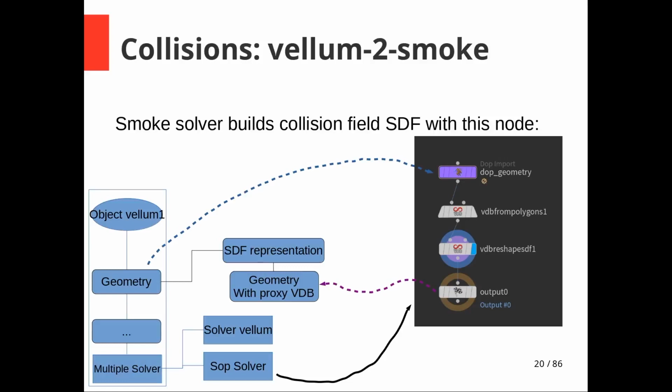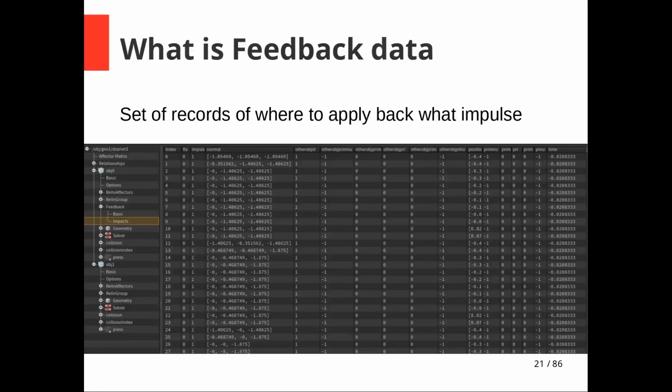This way, when build collision mask node asks vellum for collision information, it will be redirected right to that prepared VDB, which is gonna be very fast. Okay, we have a good controllable way to create collider from vellum for the smoke. Now, how do we create that feedback data?